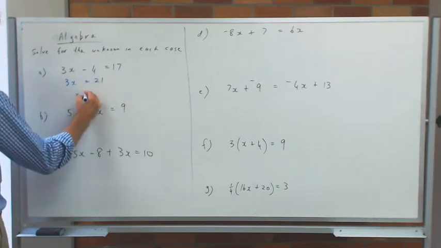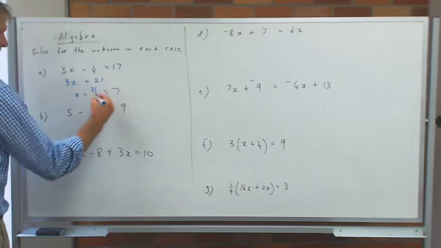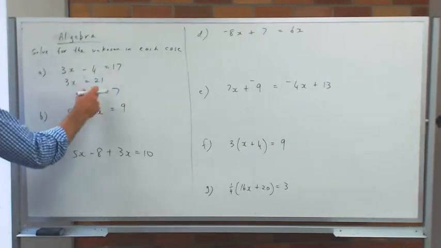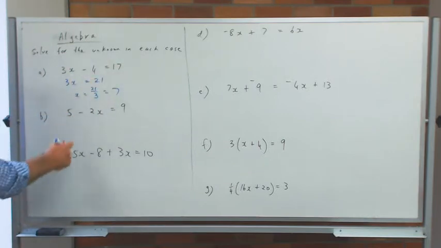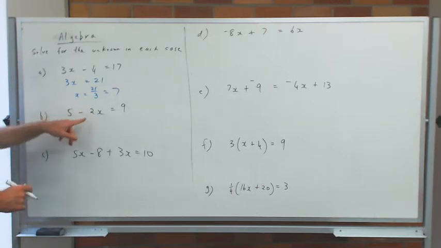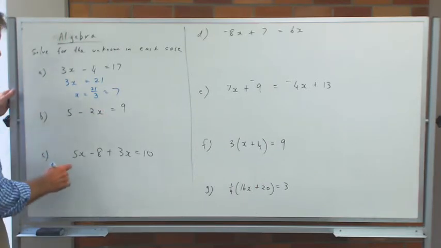And divide by 3. So again, it's a game of opposites, so we just do the opposite operation: add 4 to both sides, divide both sides by 3. Now we want to get rid of this 5 here, we want to leave the negative 2x by itself.